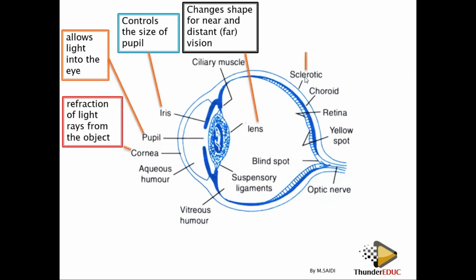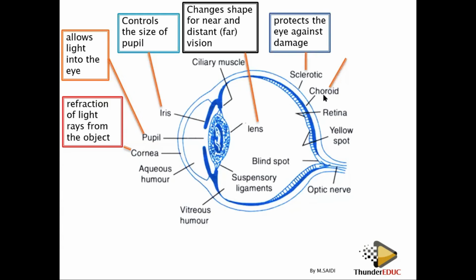Then you have what is called the sclerotic. This one is sometimes called a mascara. It is very important in protecting the eye against damage. So it means that the inner part of the eye is being protected by the sclerotic membrane.